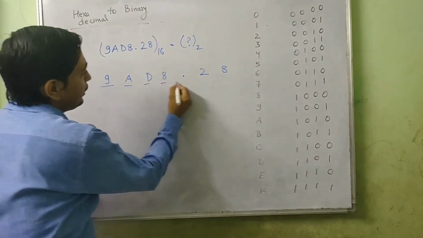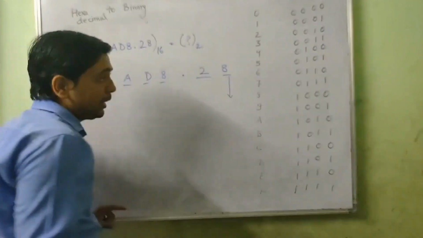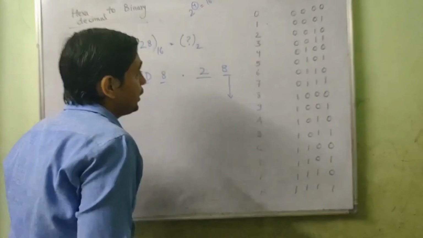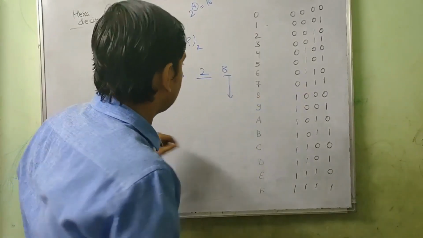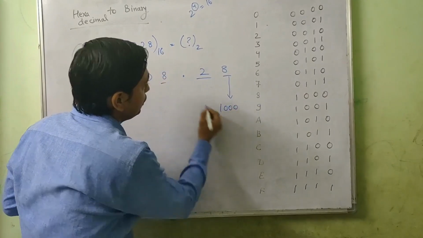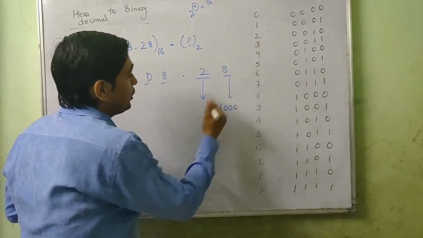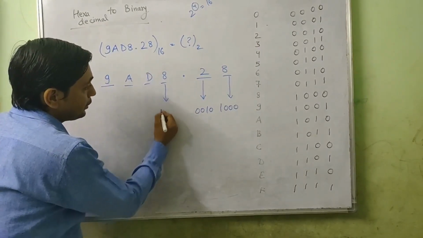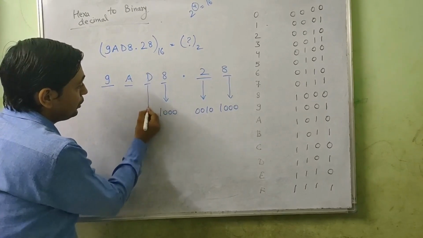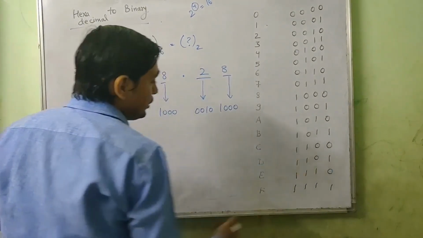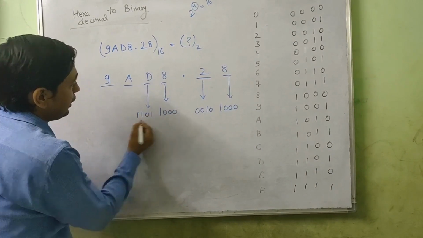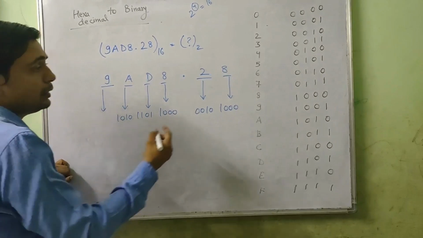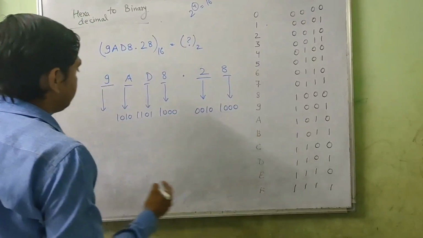Let's convert each digit to a 4-digit binary. Why 4-digit? Because 2 to the power 4 is 16. So 8 is 1000, that is 1 and three 0s. 2 is 10, so it's 0010. Now 8 again is 1 and three 0s. D is 1101. A is 1010, and 9 is 1001.